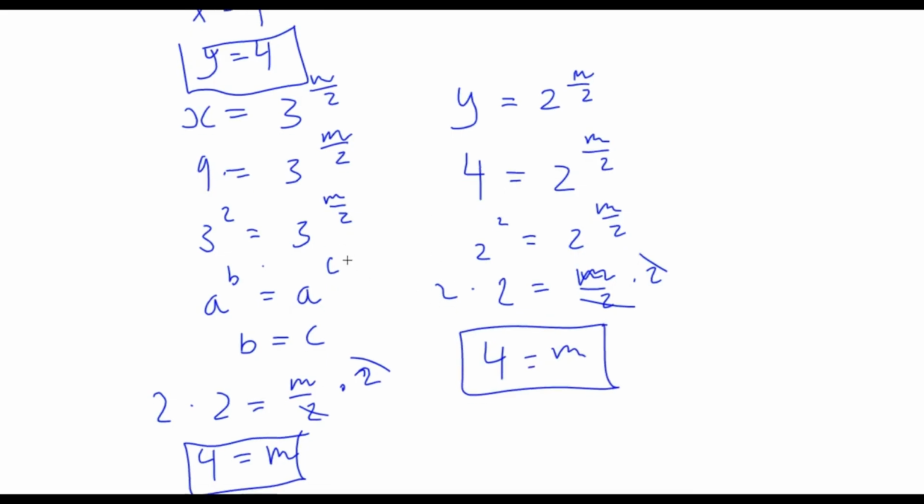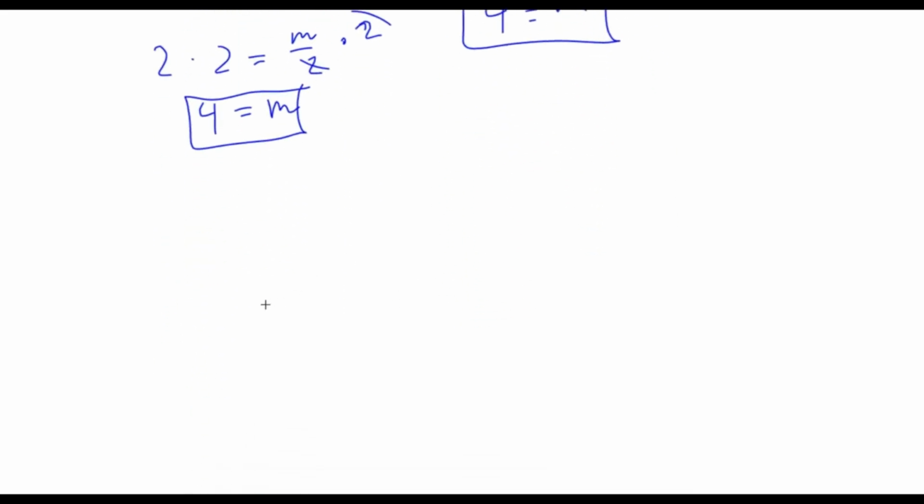So now that we have our value for m, let's go ahead and plug it into the original equation to see if it's right. So remember, our original equation was 3 to the power of m minus 2 to the power of m is equal to 65. Now, m is equal to 4.